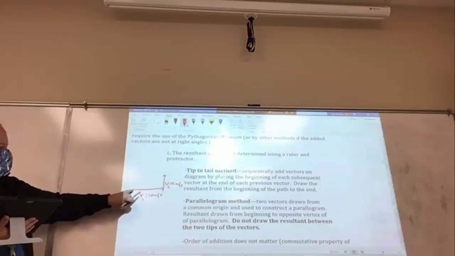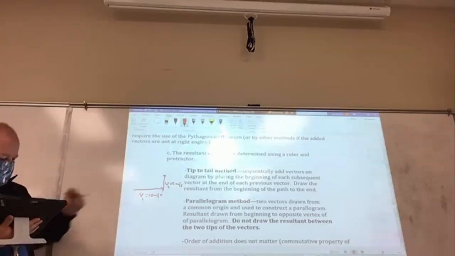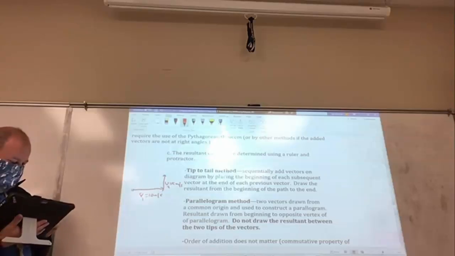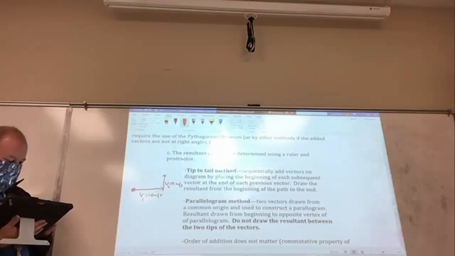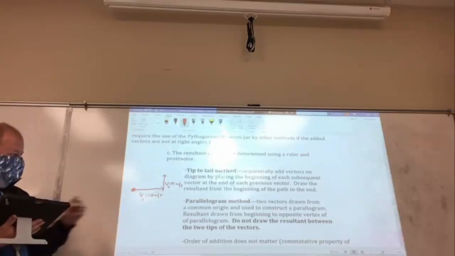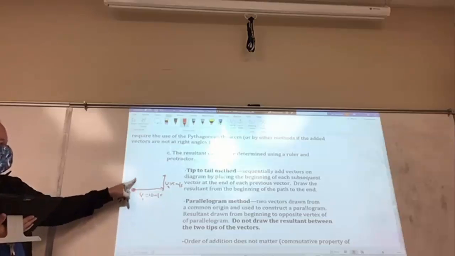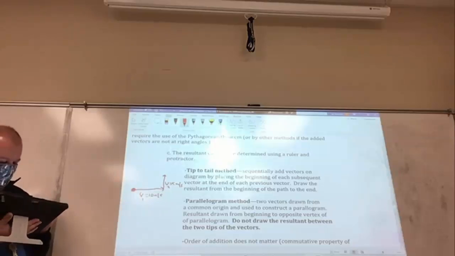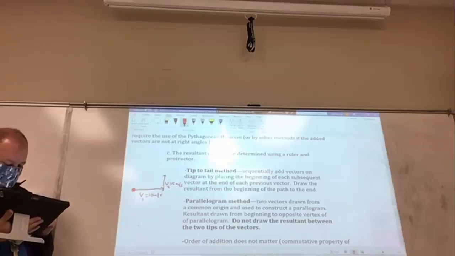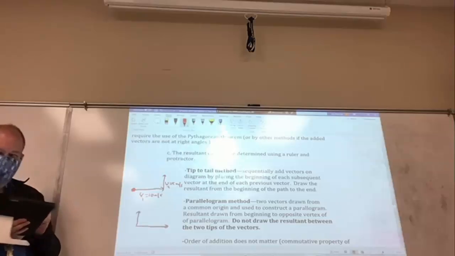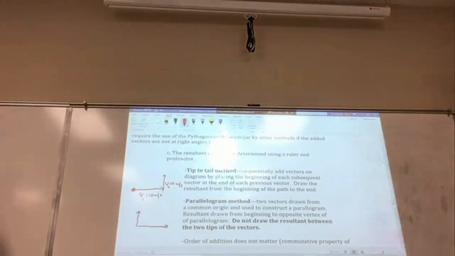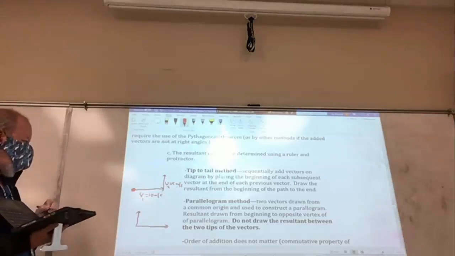Technically, because the velocity affects the object at this point right here, this is where the object is. It's got a velocity of 10 meters per second in that direction, and the wind is blowing at 5 meters per second on it here. Technically, we should write these vectors like this.